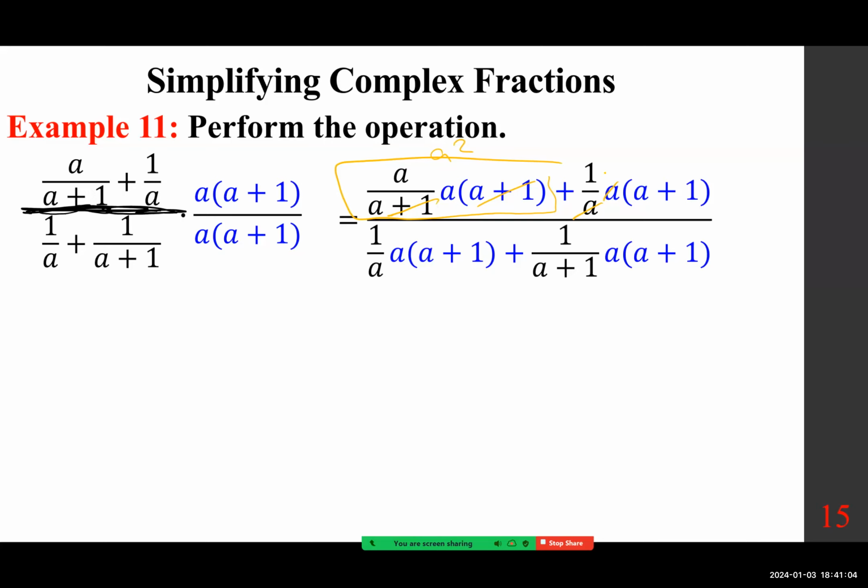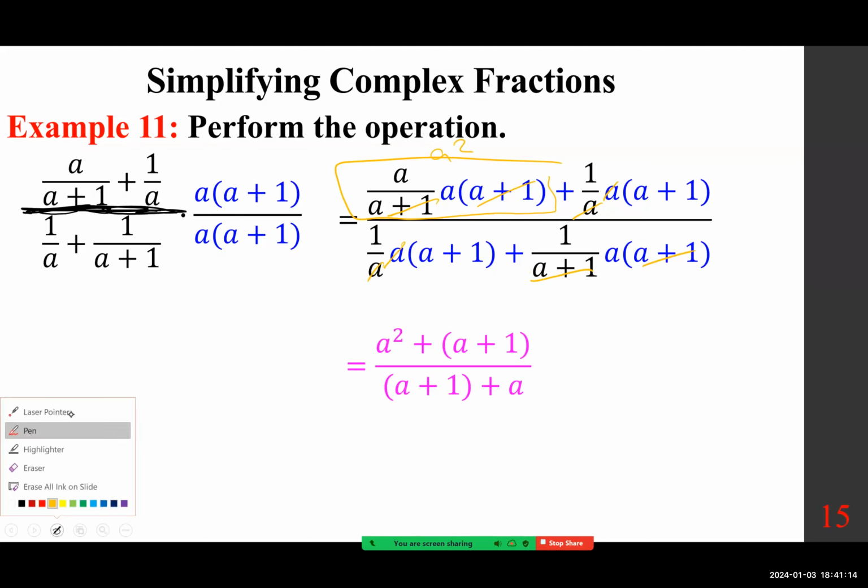That's the numerator. This cancels out this one. This cancels out this one. And this is what we get. Again, just a quick recap. This one gives you a times a. This gives you 1 times a plus 1. This one gives you 1 times a plus 1. And this gives you a plus 1 times a.